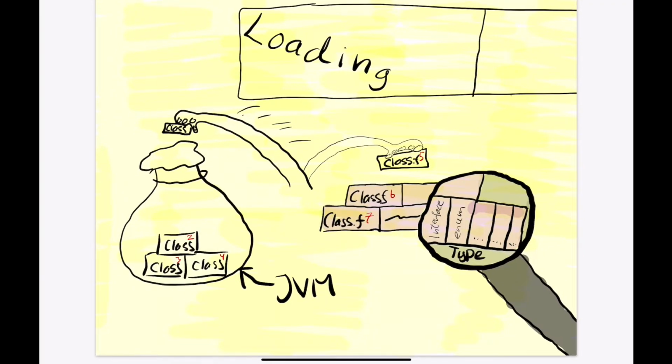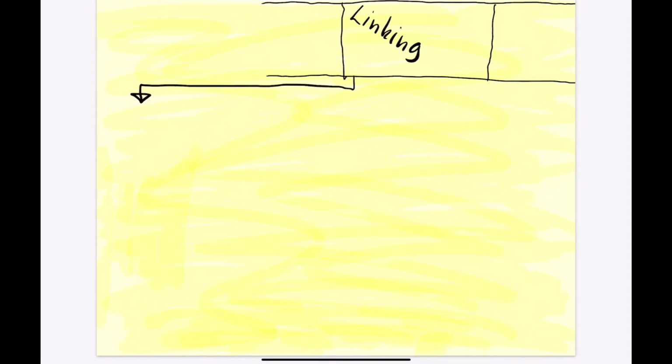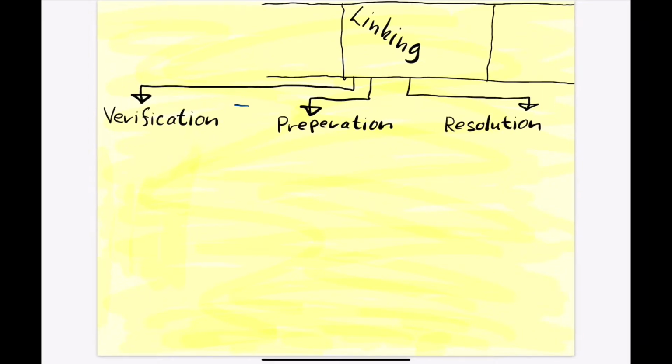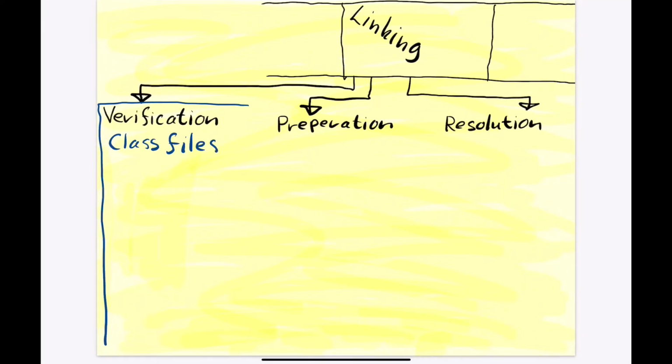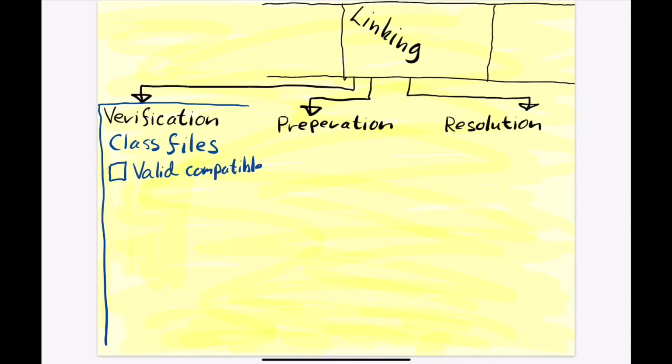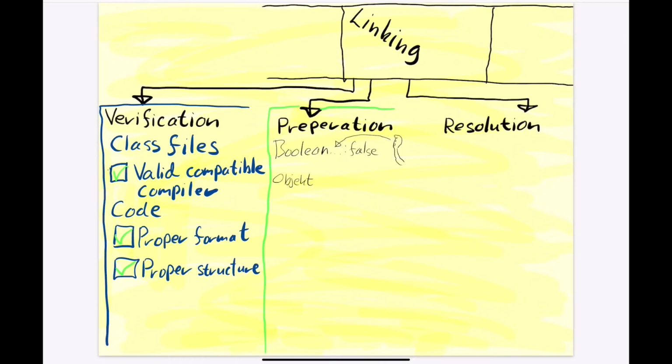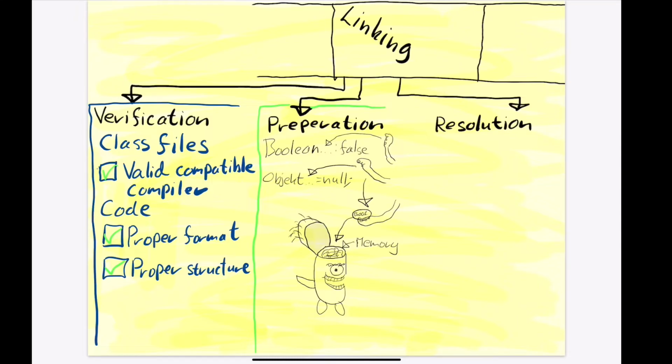hierarchical structures. The second step of the class loader is the linking process. This process is again split into three steps: verification, preparation, and resolution. The verification step confirms that the class files that were sent come from a valid, compatible compiler, and that the code has a proper format and structure. The preparation process allocates memory to all static variables and assigns default values to them.